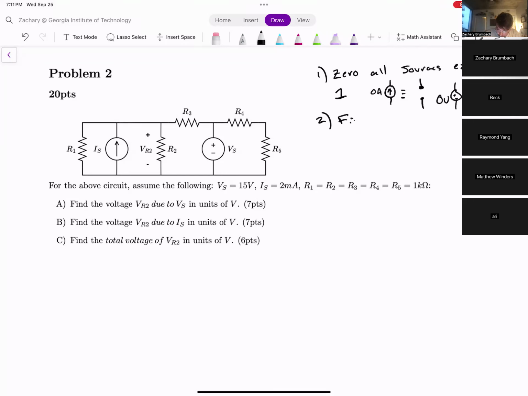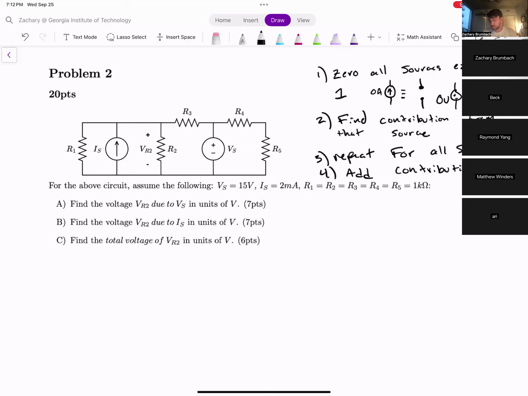Okay, and after we redraw the circuit, step two, find the contribution of whatever thing of interest, a current through a resistor, a voltage across a resistor, what have you. Find the contribution from that source. Step three, repeat for all sources. Then step four is add contributions. Okay, so these are the steps. Let's go through them.